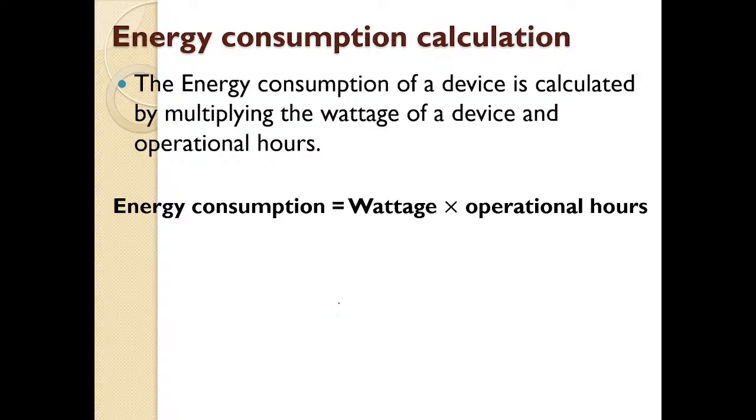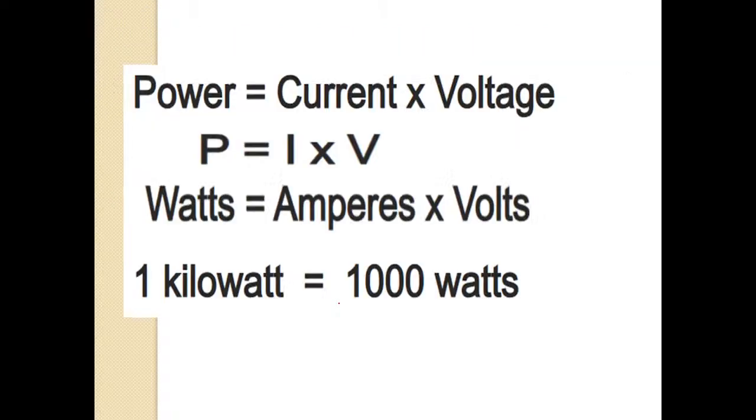The basic thing we already know is that power is equal to voltage into current. So we can write P is equal to V into I. What are the units? Power in watts, current in amperes, voltage in volts. So I can say 1 watt is equal to 1 ampere into 1 volt.